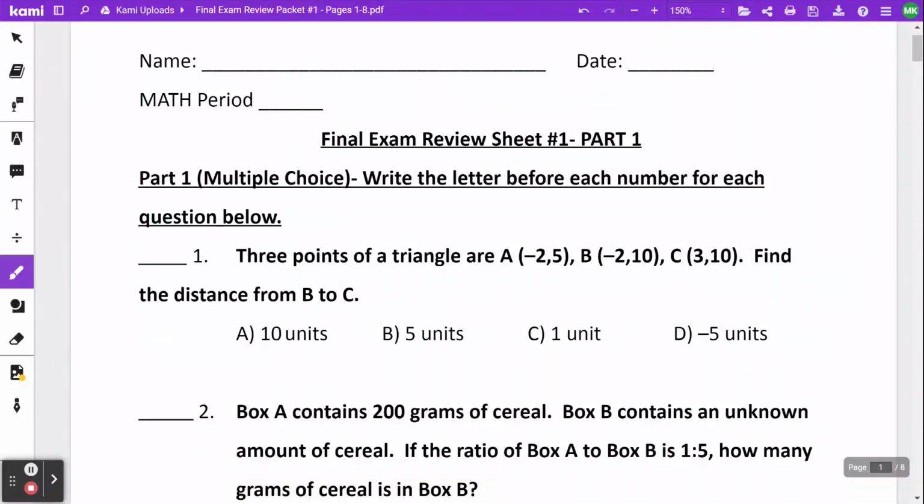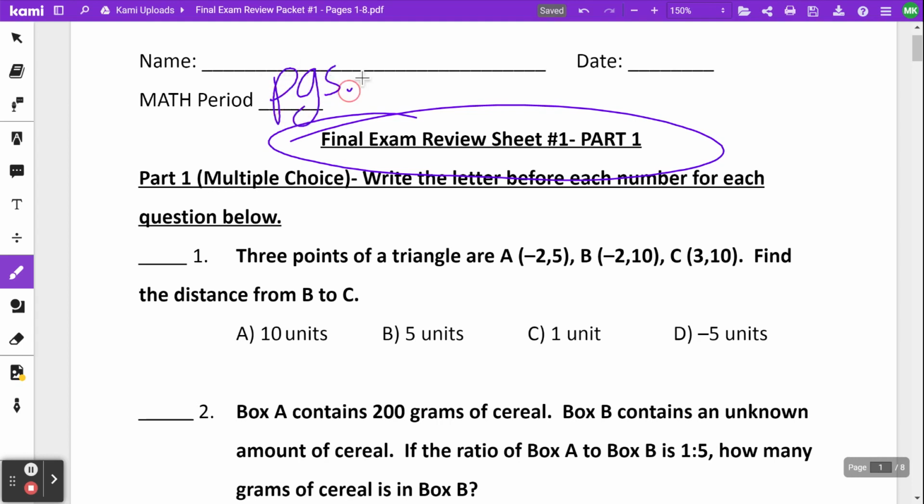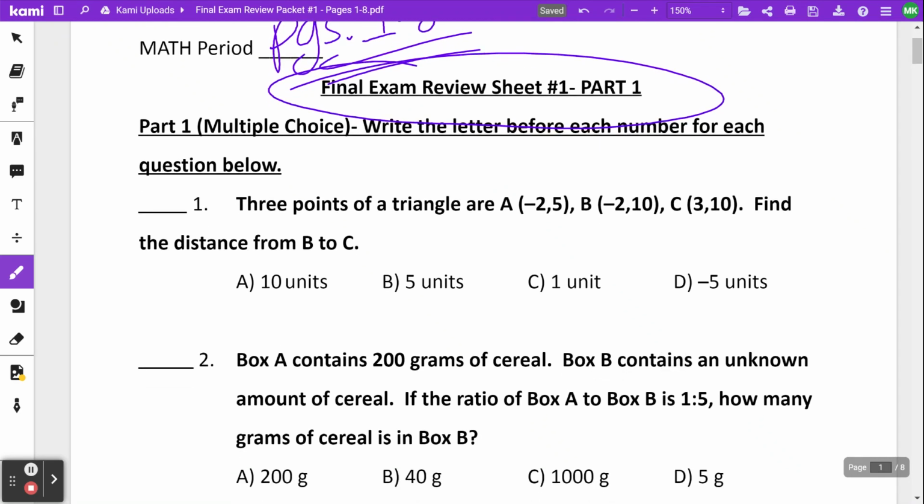All right, so welcome to final exam math review. This is sheet number one, part one. I think I'm just going to be doing the first 8 pages of this, right? So this will just be pages 1 through 8. Checking things out here, so we might as well get right to it.